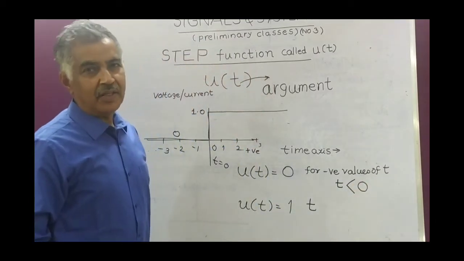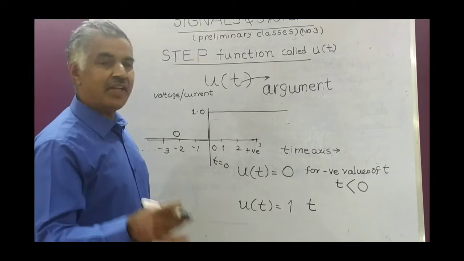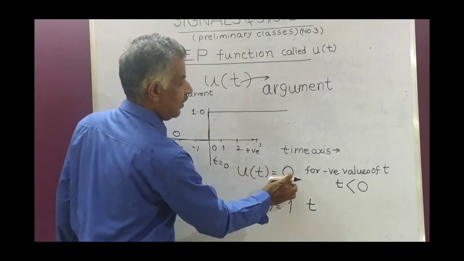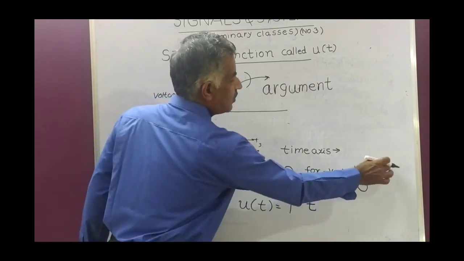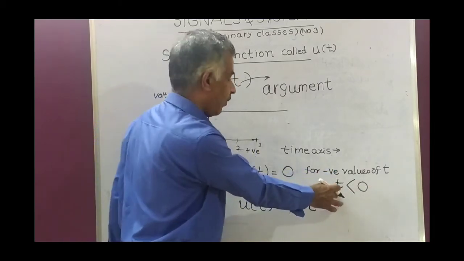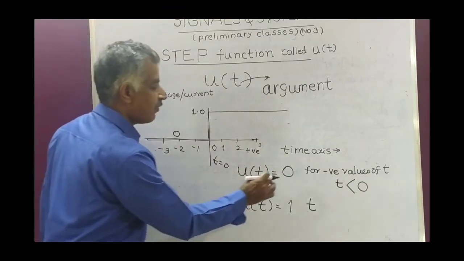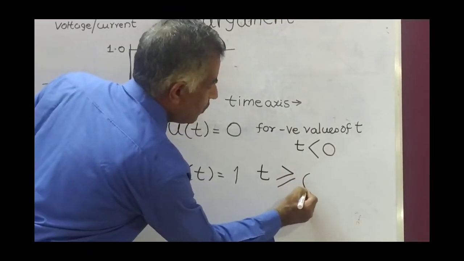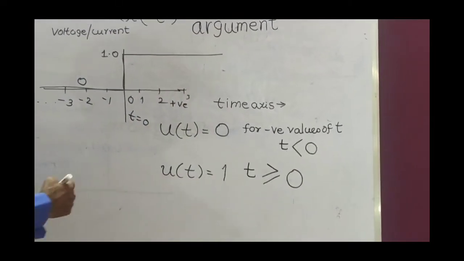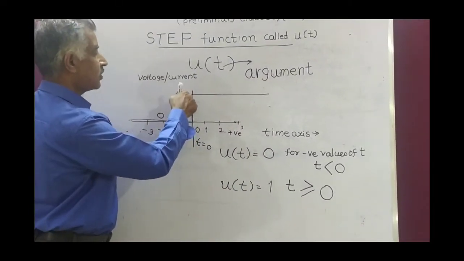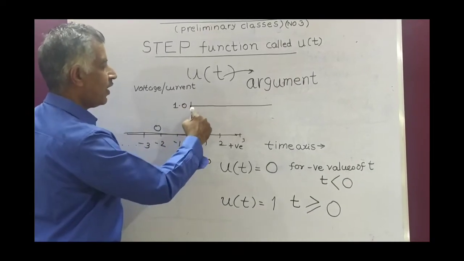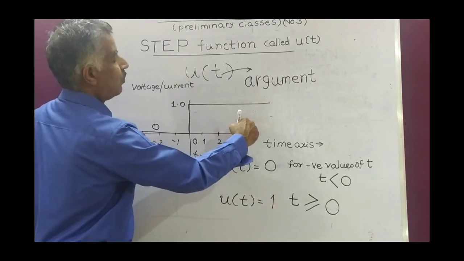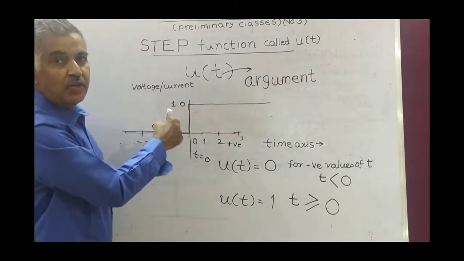So on the number line, if t is less than 0, it is called negative value. So u(t) equal to 0 for negative values of t, meaning t less than 0, and u(t) equal to 1 for t greater than or equal to 0. So for t equal to 0 also its value is 1, and for t greater than 0, t equal to 1, t equal to 2, t equal to 3, etc., its value is 1.